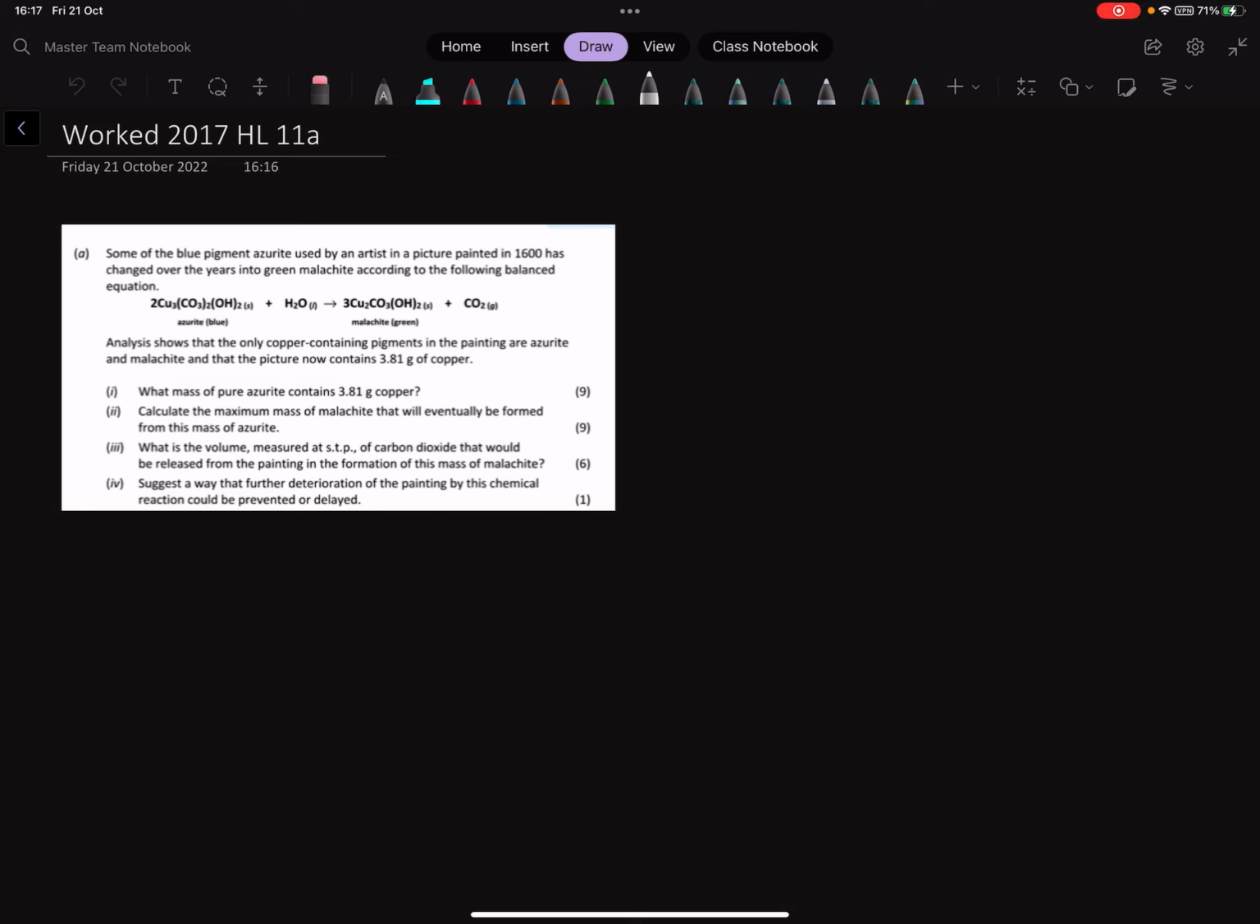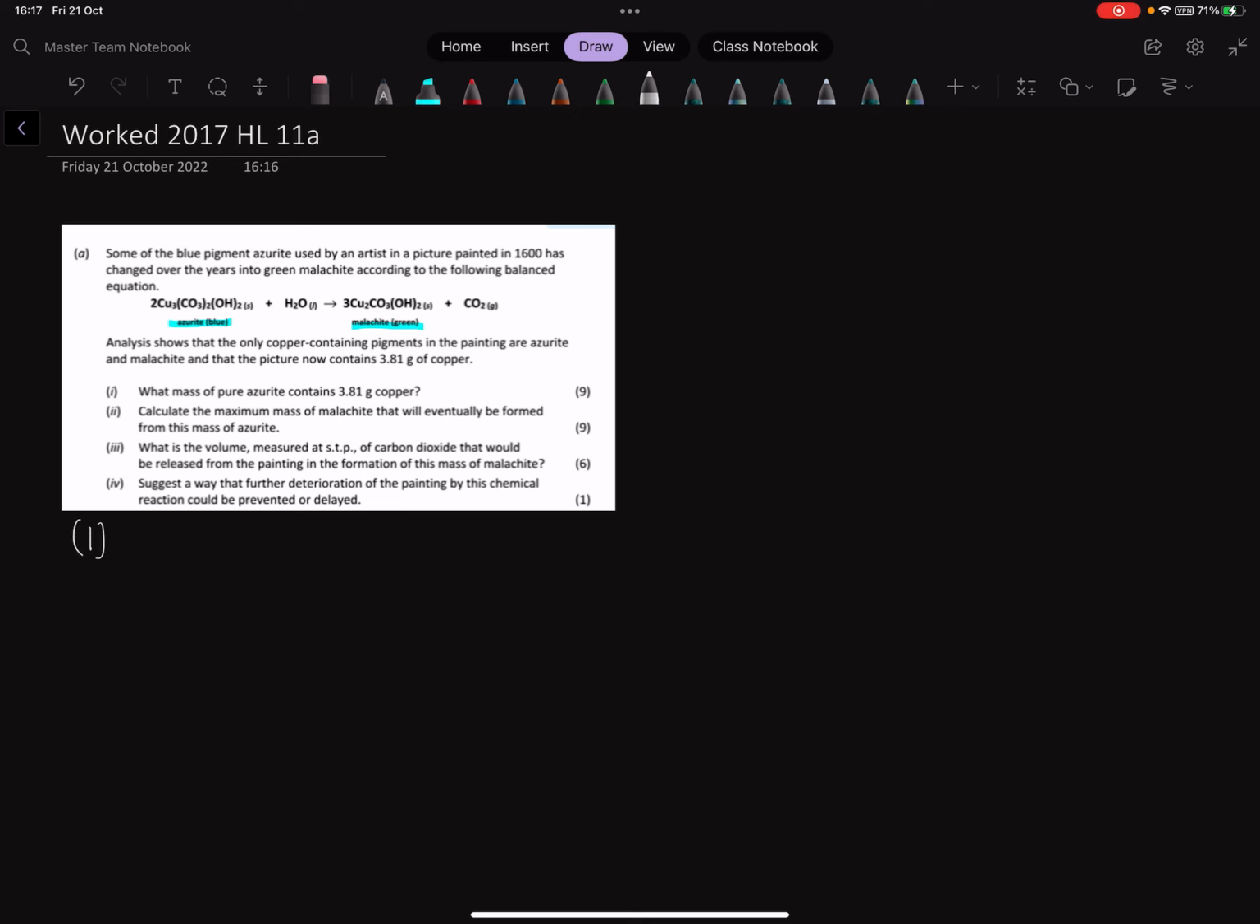Okay, ladies and gents, we are going to look at the workings out for 2017 Higher Level 11A. So if we read it, some of the blue pigment azurite used by artists has changed over the years into green malachite. So we're going from blue to green according to the following balanced chemical equation. Analysis shows that the only copper-containing pigments in the paint are azurite and malachite, and that the picture now contains 3.81 grams of copper. What mass of pure azurite contains 3.81 grams of copper?